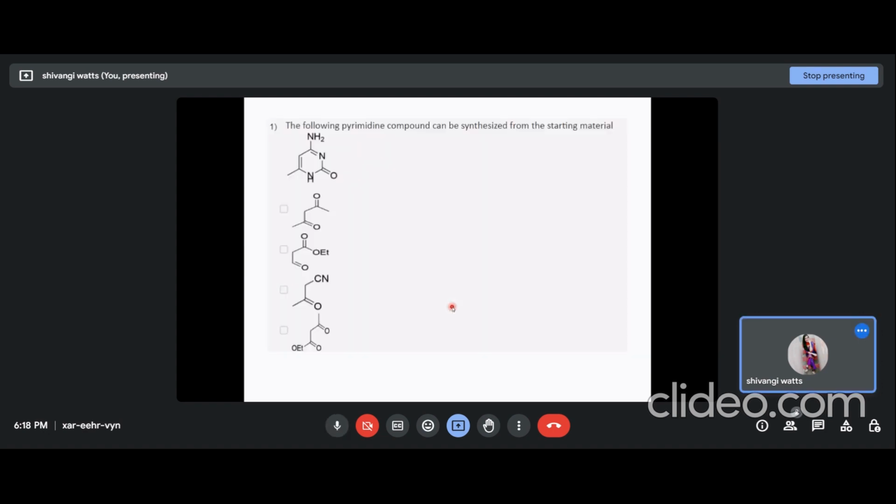So we will move towards question number one. The following pyrimidine compound can be synthesized from the starting material. This is the pyrimidine compound. They are asking that this type of pyrimidine compound can be synthesized from which starting material. We have to tell from which starting material we can get this type of pyrimidine-based compound. This is option A, B, C, and D. I will give you 30 seconds. You can think about that.